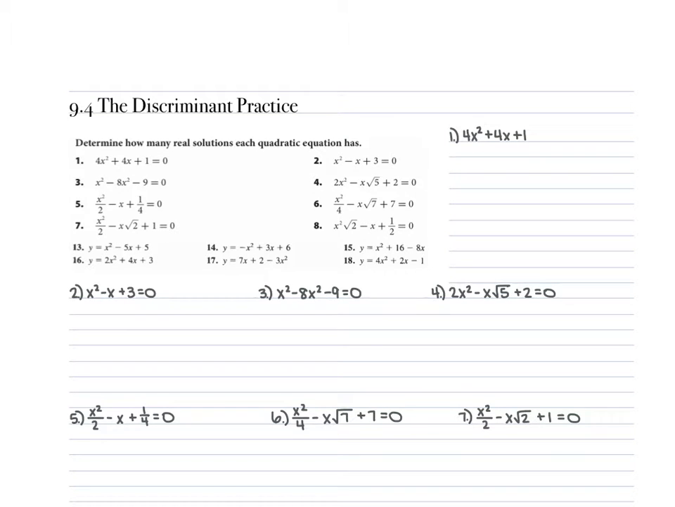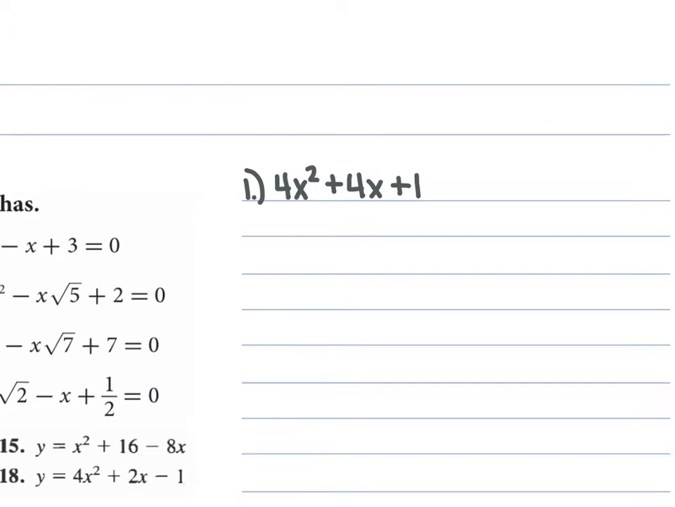For number 1, we're given 4x squared plus 4x plus 1. So our A is 4, our B is 4, and our C is 1. If we use our discriminant, that's B squared minus 4 times A times C, we can see how many solutions we'd have here.